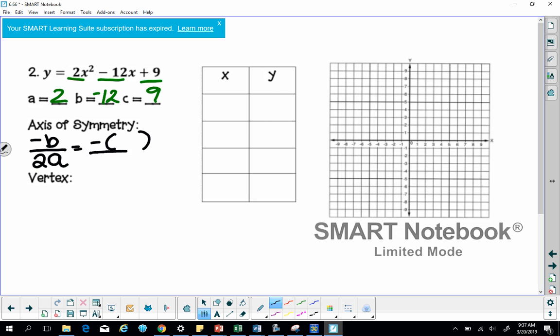So I know now I need to plug in these two points. So it's negative. What's my b? Over 2, and my a is 2. When you do that, you end up getting 12 over 4, which ends up equaling what? 3. So I know my axis of symmetry is when x equals 3.